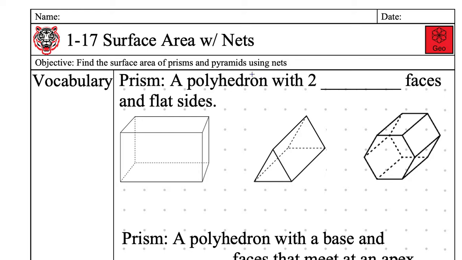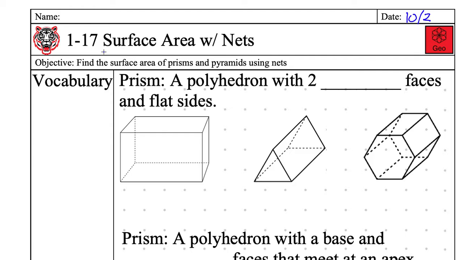Alright, we are in geometry. Today's date is Wednesday, October 2nd, 2019. Today we're talking about surface area with nets. I am currently at a teacher meeting with other math teachers from all around the area, so that's why I'm not here today.